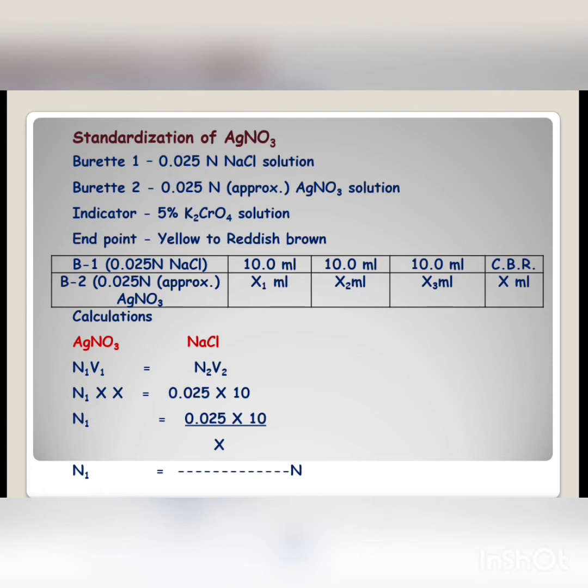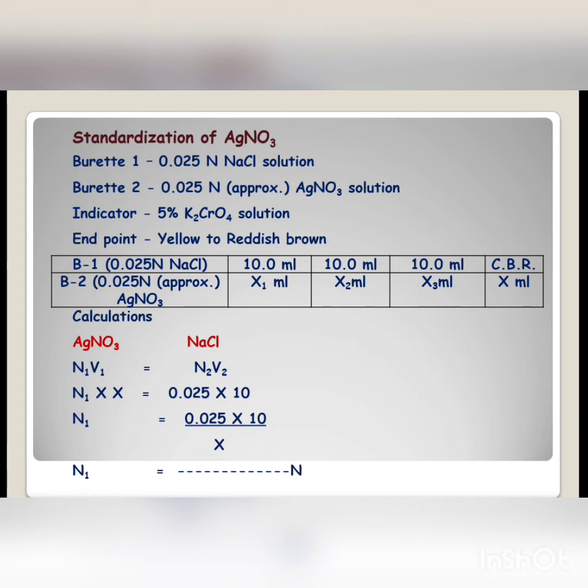At the end point we will get the color change from yellow to reddish brown, and the first reading we are going to note as x1 ml, and in the same way we are going to take two more readings, x2 and x3 ml, and the constant burette reading we will note as x ml. From this constant burette reading we can calculate the normality of silver nitrate solution.